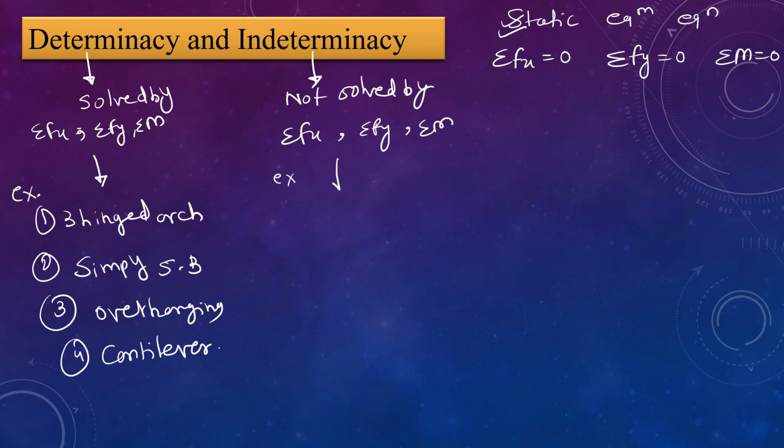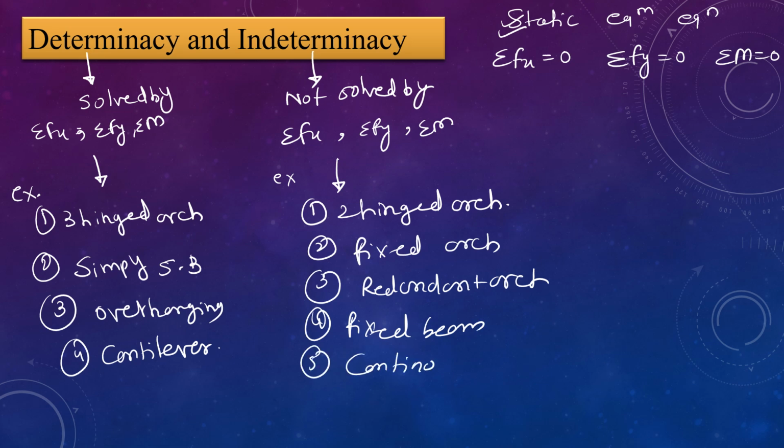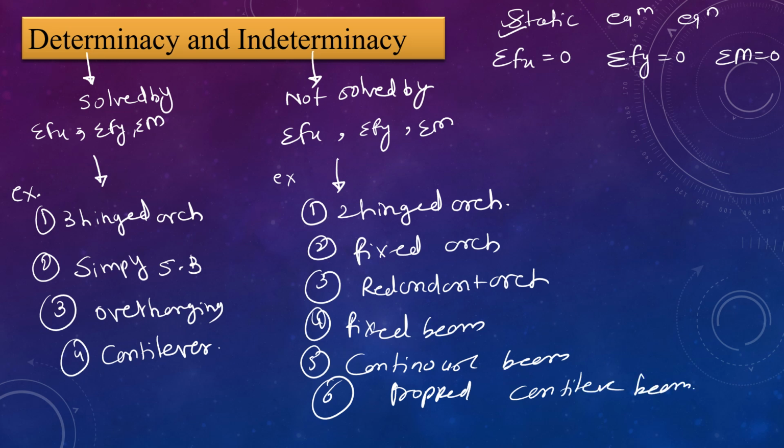Then the examples of indeterminate structures. First is the two hinged arch. Second is the fixed arch. Then third is the redundant arch. Fourth is the fixed beam. Then fifth is the continuous beam, and sixth is the propped cantilever beam. So these are a few examples related to determinate and indeterminate structures.